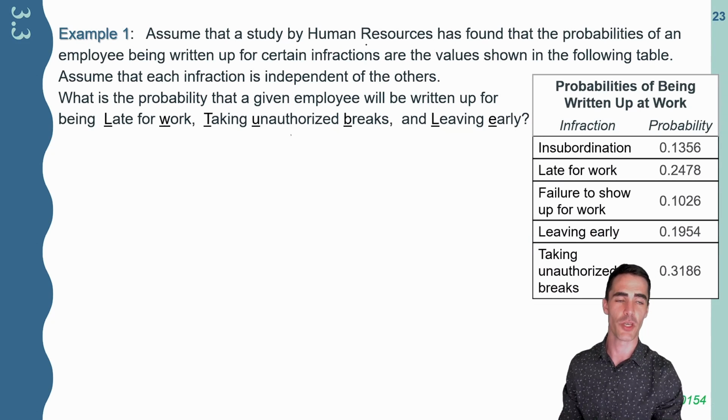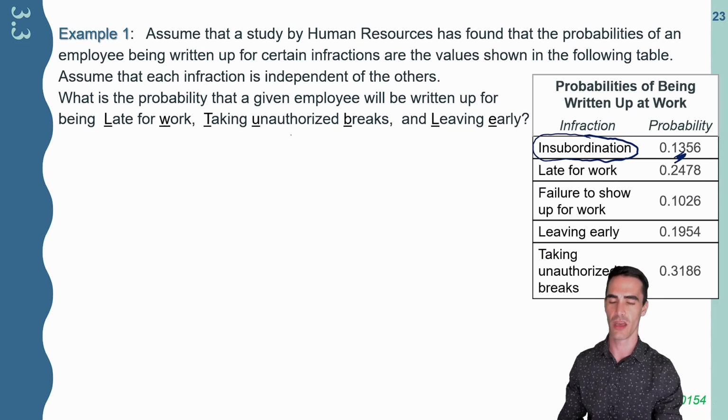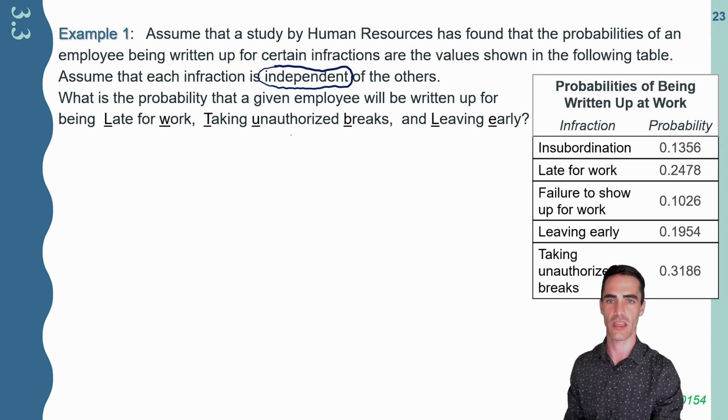Assume that a study by human resources has found that the probabilities of an employee being written up for certain infractions are the values shown in the following table. And so here we have, for instance, an infraction of being insubordinate. And of all the infractions, about 14% are for employees being insubordinate. Our task: assume that each infraction is independent of the others. This is going to be an important thing, so I'll circle it, independent.